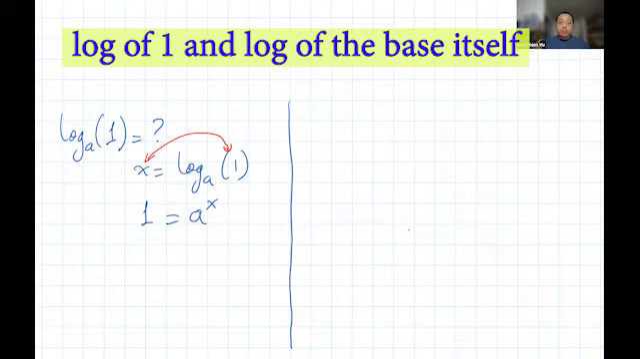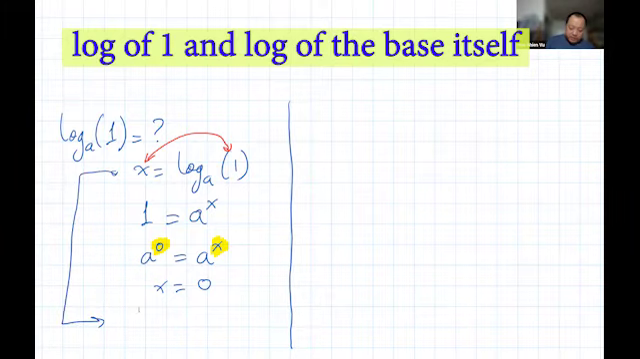Now I need to make them both base a. How do I get a to the power something to be equal to 1? Then I have to remember that power 0 makes 1. This is a to the power 0, and on the right is a to the x. I equate the two powers. I get x equals 0. And x was log base a of 1, so I get log base a of 1 is equal to 0.